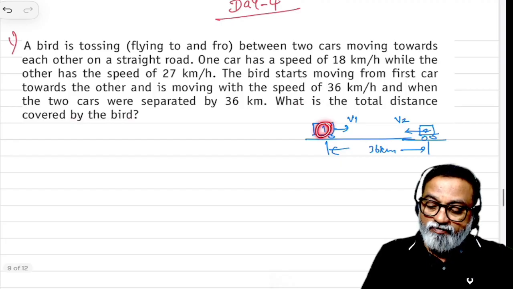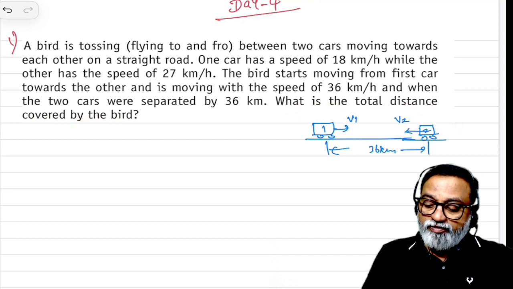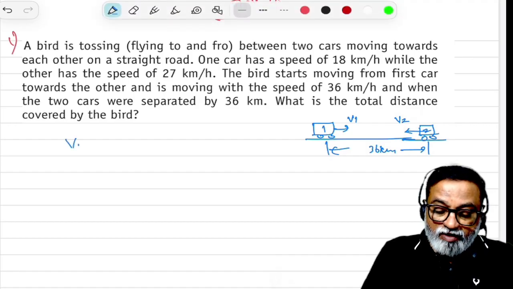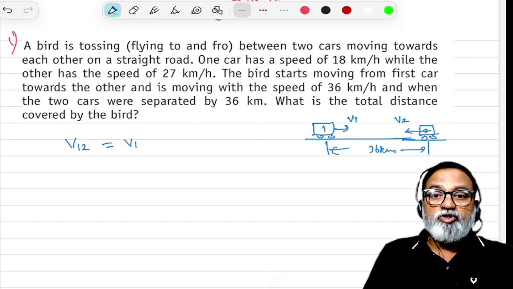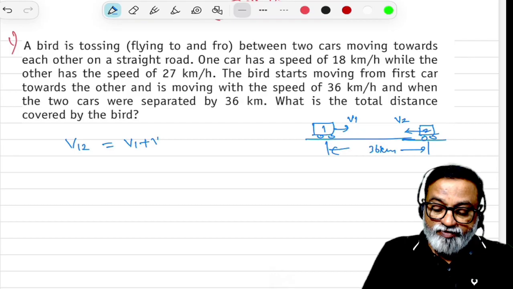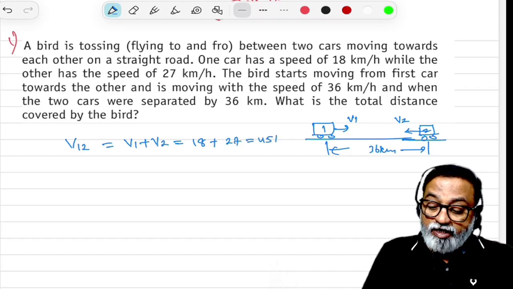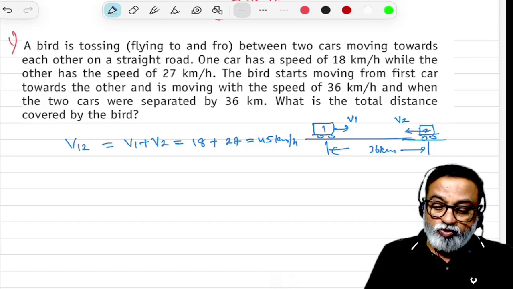See, here is car 1 moving with velocity v1. This is car 2 moving with velocity v2. And these two are separated by 36 kilometers. See here, relative velocity of car 1 with respect to car 2: both are moving in opposite directions, so the relative velocity is v1 plus v2. One car has 18 km per hour, the other is 27 km per hour. This becomes 45 km per hour. This is the relative velocity of 1 with respect to 2.